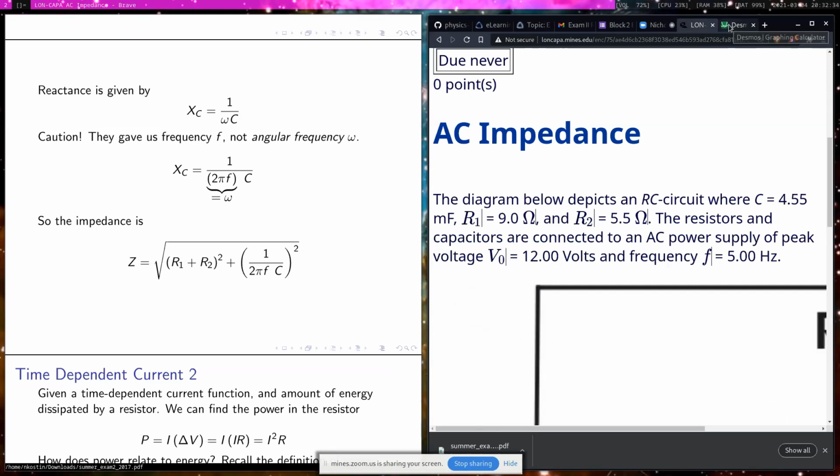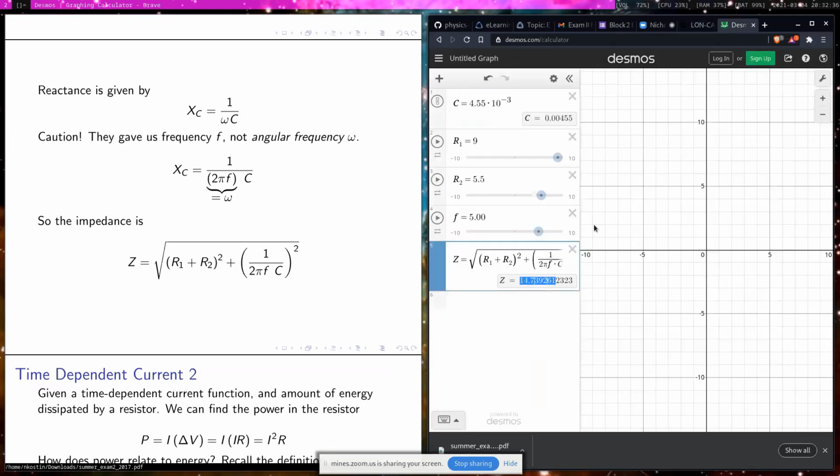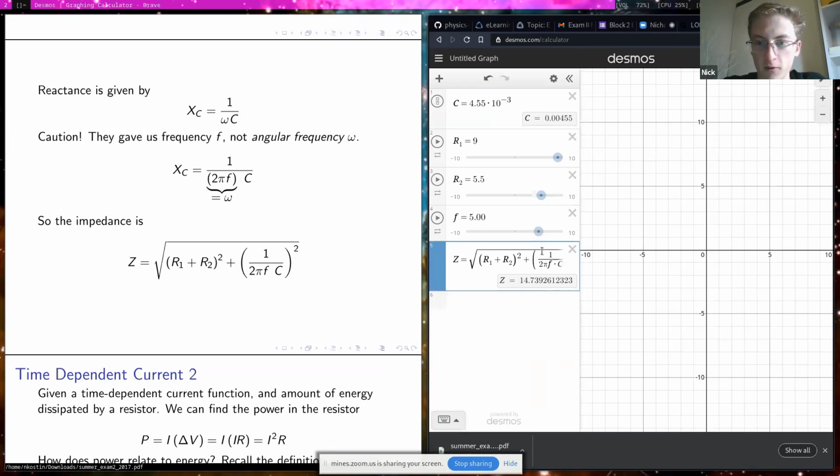You forgot to square the XC value under the square root. Thank you. 1 over. Thank you.